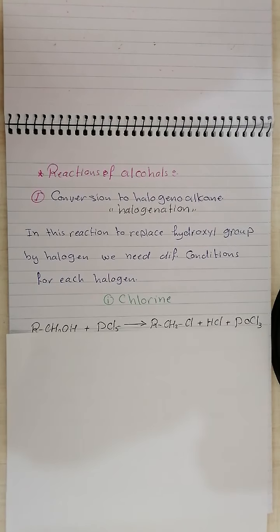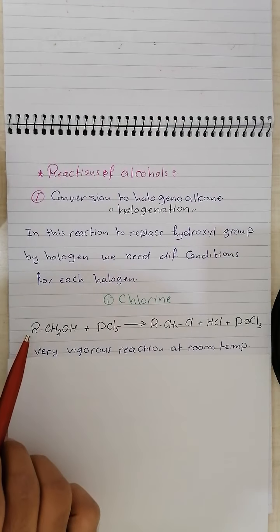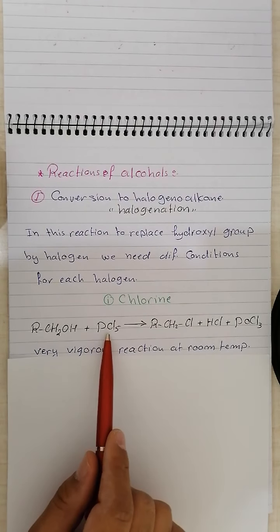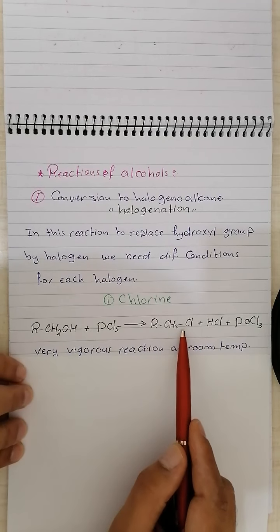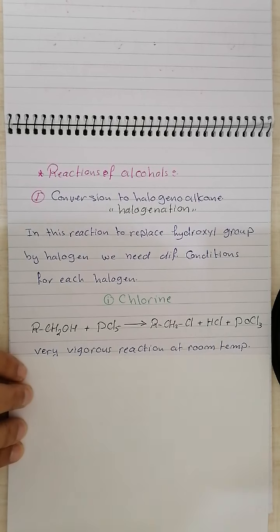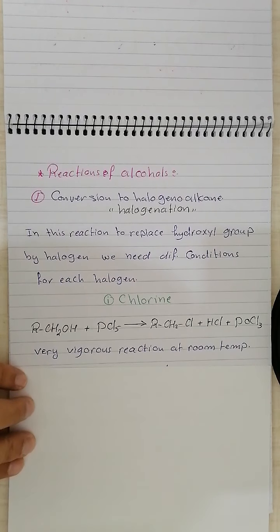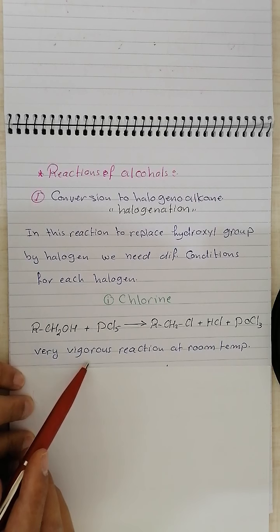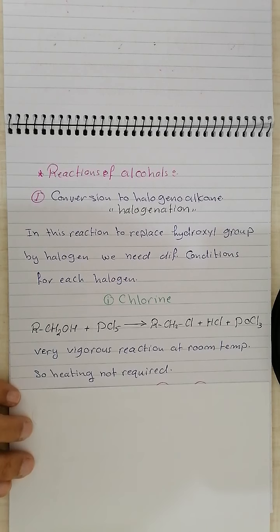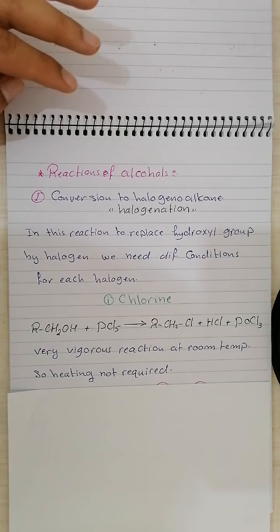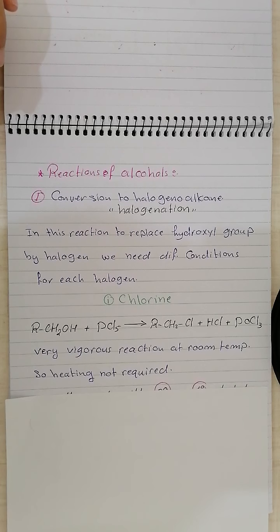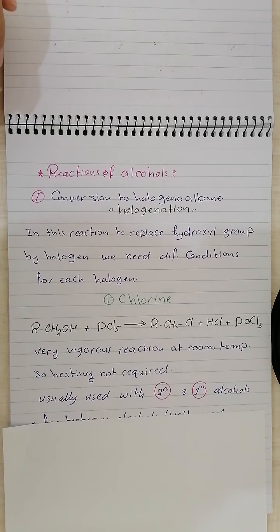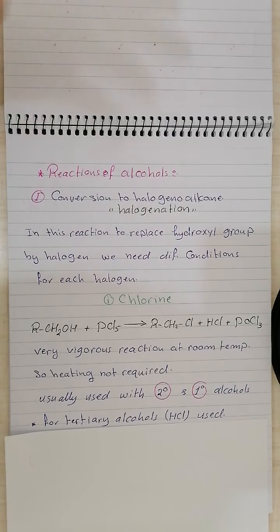Let's start with chlorine. Alcohol reacts with phosphorus pentachloride to give chloroalkane, hydrochloric acid, and another inorganic product. This is a very vigorous reaction at room temperature, so heating is not required. It is usually used with secondary and primary alcohols. Again, we will not study the mechanism now and why it occurs like this.